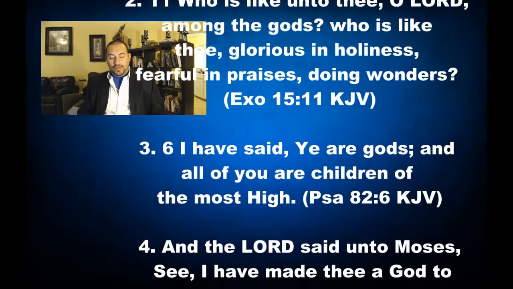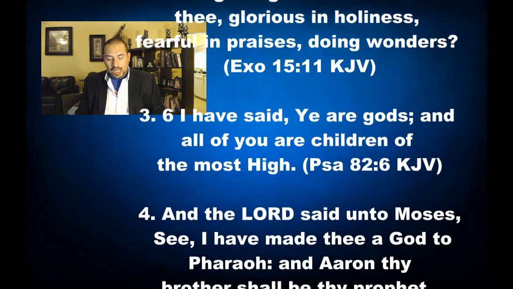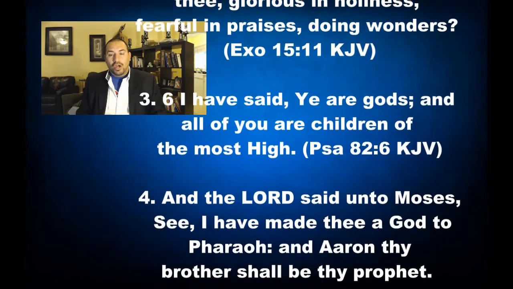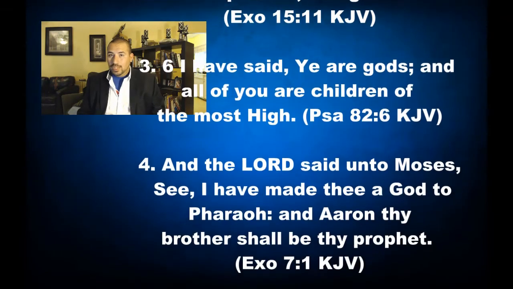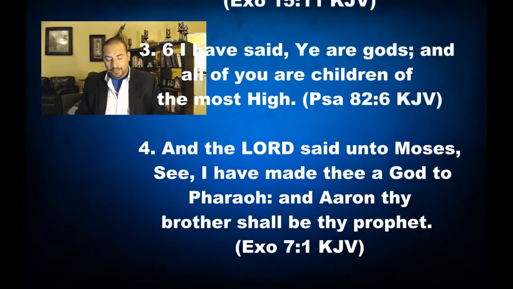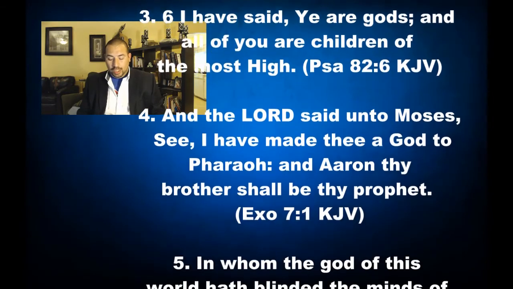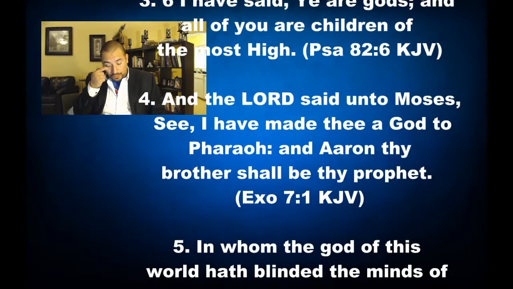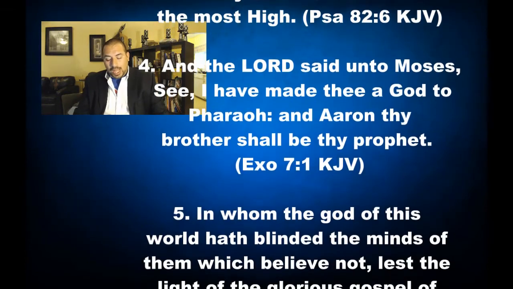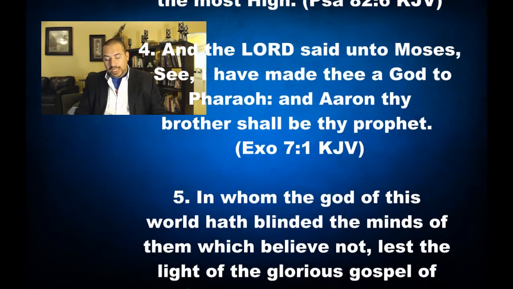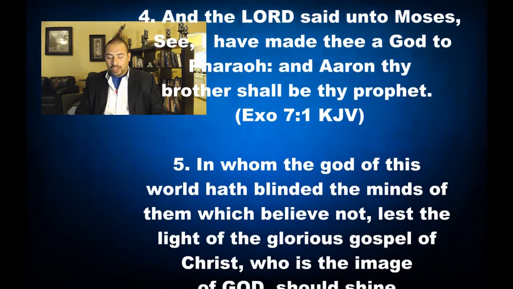Okay, let's look at the third verse. Psalms 82:6. It says, "I have said, ye are gods, and all of you are children of the Most High." Very interesting usage of the word God there. Number four, the fourth verse is Exodus 7, verse 1. It says, "And the Lord said unto Moses, See, I have made thee a God to Pharaoh, and Aaron thy brother shall be thy prophet."